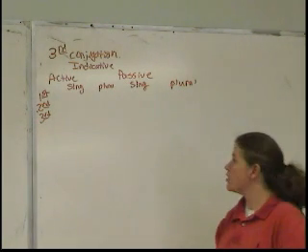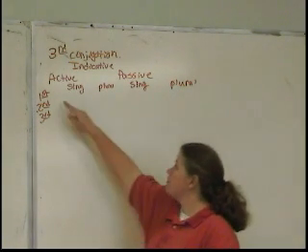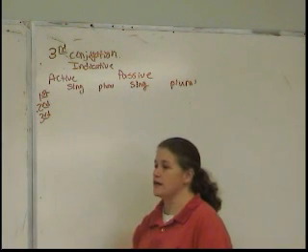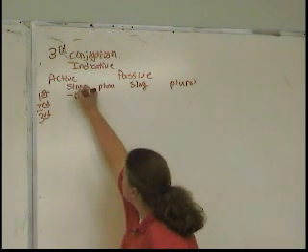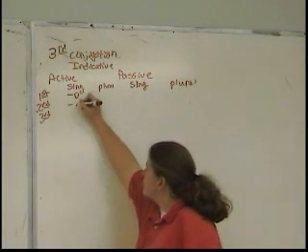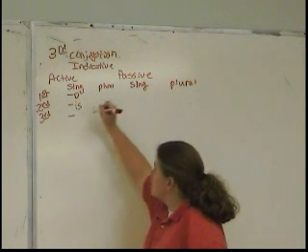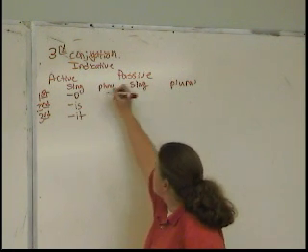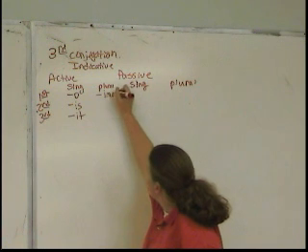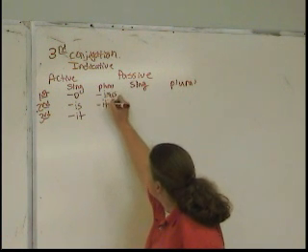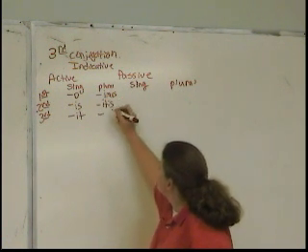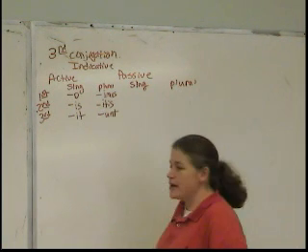Okay, so for third conjugation, what's the first person singular active ending? What's the second person singular active ending? What's the third person singular active ending? First person plural. Second person plural. Third person plural, unt. Now be careful.